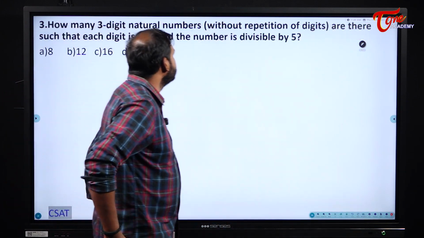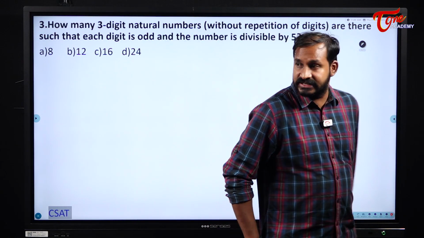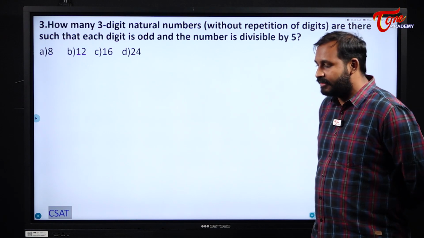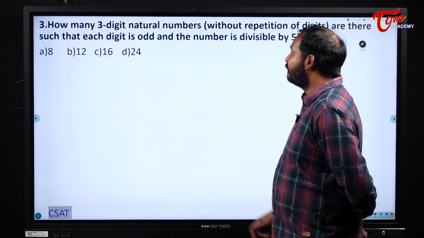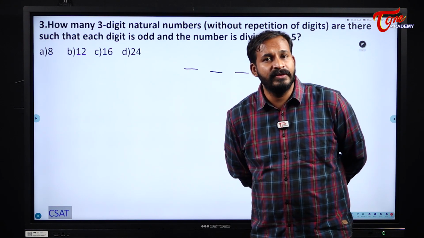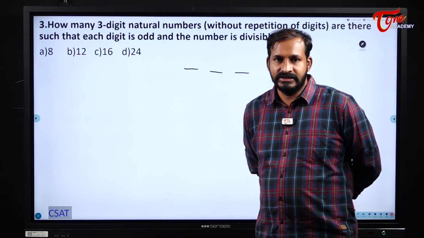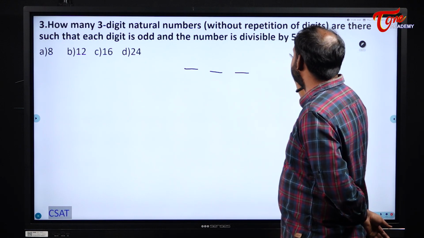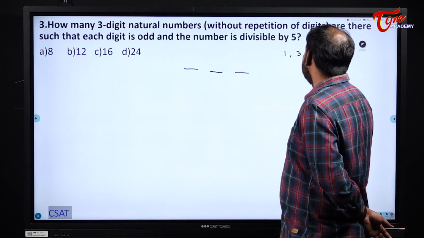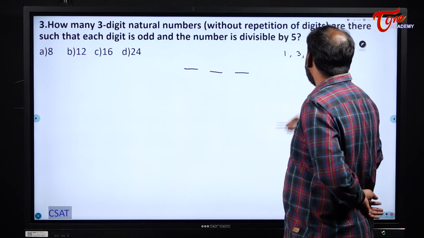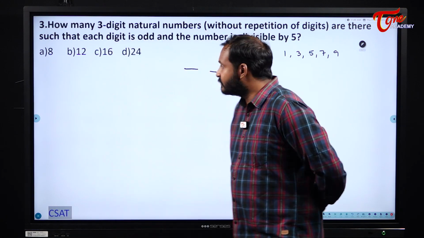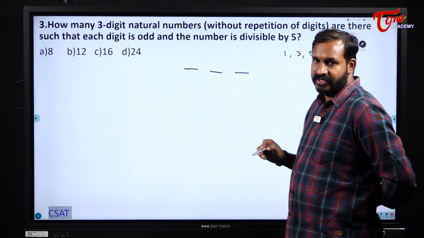How many 3-digit natural numbers without repetition of digits are such that each digit is odd and the number is divisible by 5? First of all, I need to make a 3-digit natural number, and each digit should be odd. So what are the digits which are possible for me? 1, 3, 5, 7 and 9. All the digits are odd. Okay, good, super. The digits which are possible for me are 1, 3, 5, 7 and 9.